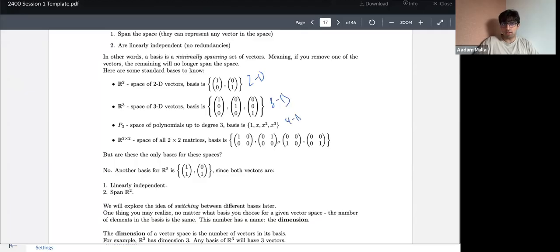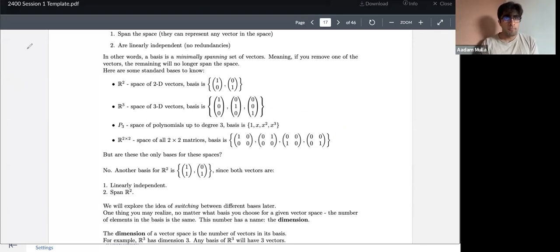P3 is actually 4-dimensional because we need 4 basis elements to span the vector space, right? R2 by 2 is also 4-dimensional. And that should make sense, right? The set of all 2 by 2 matrices should be 4-dimensional because there's 4 elements.